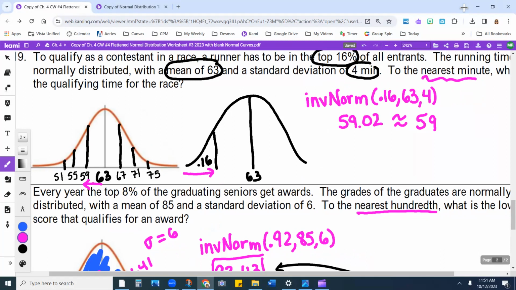So over here, this would have been 59 minutes. That's where I would have to be: 59 minutes or a smaller value to be in the top 16%. And that's the end of this video. The rest of the problems, I'll post a key, but you might want to try them just to make sure you understand what you would be typing into your calculator.